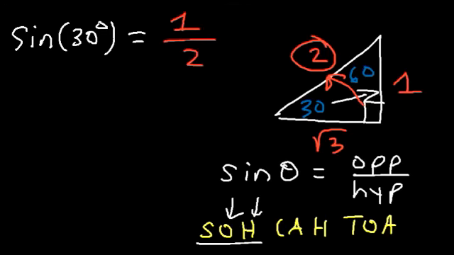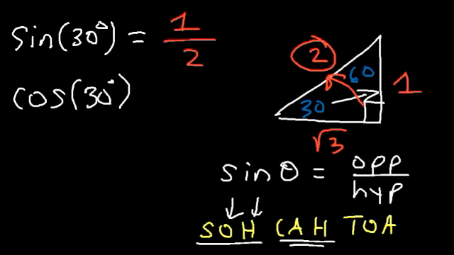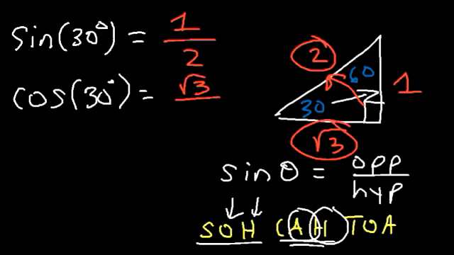And if you go to the unit circle, if you locate 30, and if you look at the y coordinate, it should be 1/2. So now let's say we wish to evaluate cosine of 30 degrees. So now we need to look at the CAH part of SOHCAHTOA. So cosine is equal to adjacent divided by hypotenuse. Adjacent is root 3. So it's going to be root 3 divided by the hypotenuse, which is 2. So cosine 30 is root 3 over 2.